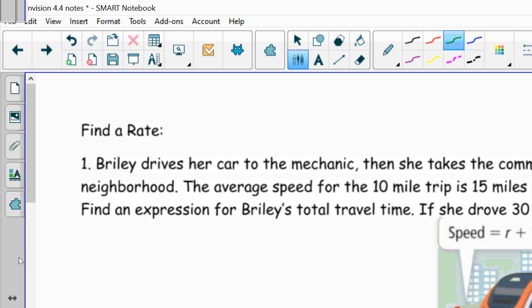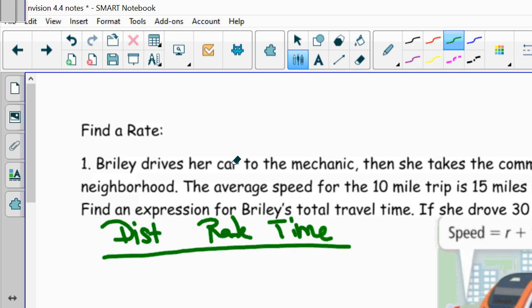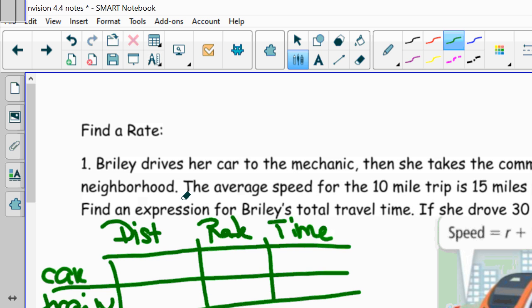Let's go ahead and make a little chart here for the distance, the rate, and the time. We need to look at that for a car and for the train. All right, so for the distance, they're both a 10-mile trip, so my distance for the car and the train is both 10. The rate: they tell me that the car's speed is equal to r. The train is r plus 15.